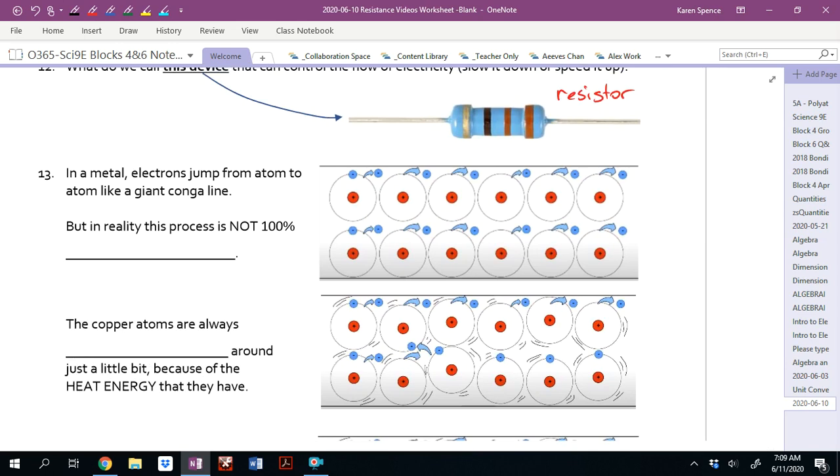Okay, in a metal, the electrons jump from atom to atom like a giant conga line. As this one moves to the right, it repels the next one, and this negative electron repels the next one, and they move along like a little conga line. As one moves, so does the other. But in reality, this process is not 100% efficient.